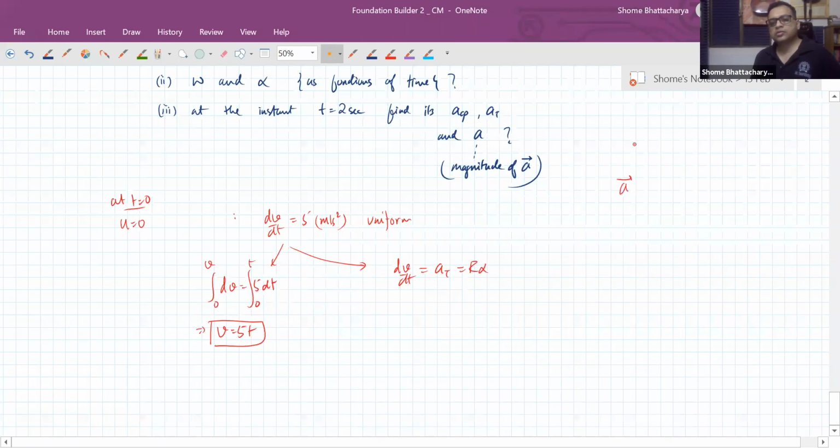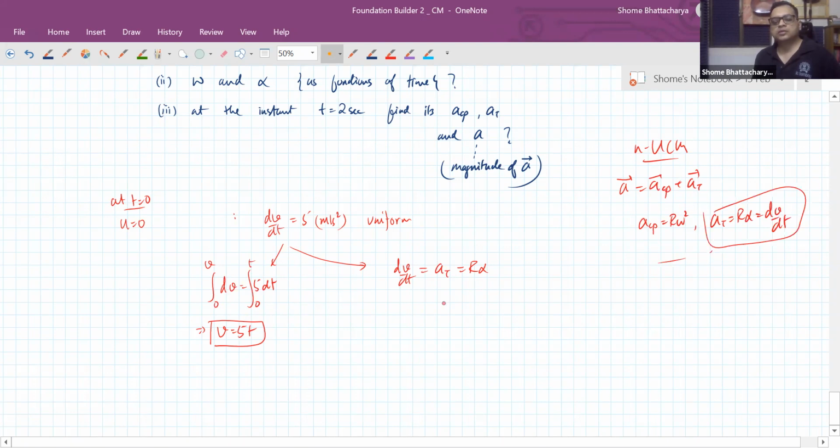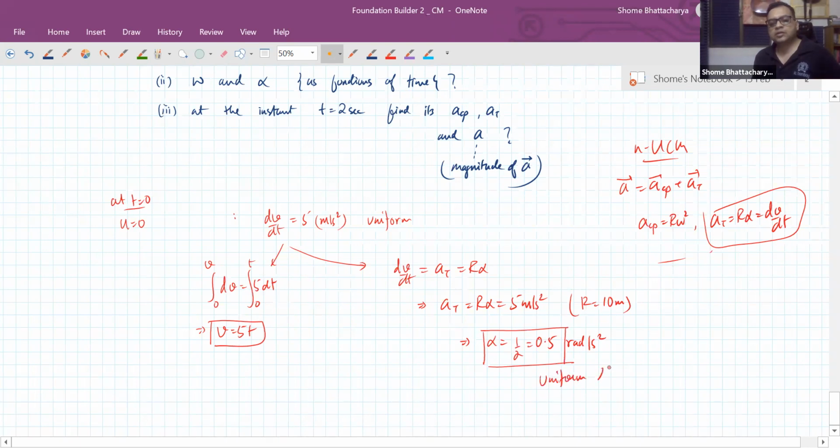In non-uniform circular motion, centripetal acceleration is r omega square, tangential is r alpha, which we had seen was the rate of change of speed. So using this concept, my tangential acceleration, which is r alpha, is equal to 5 meters per second square, and my radius was 10 meters. So alpha is equal to 5 by 10, or 1 by 2, or 0.5 radians per second square. So it has a uniform alpha of this much.